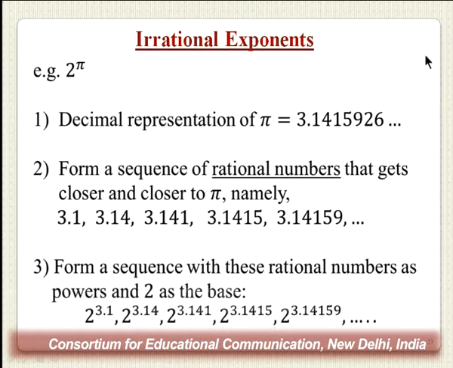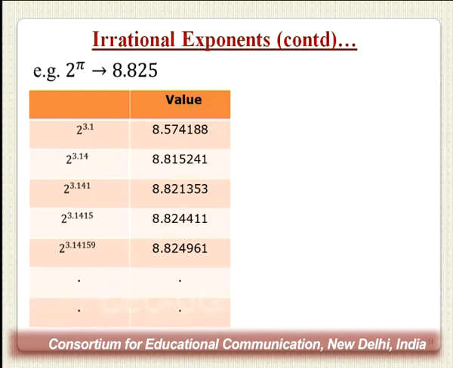Okay, so let's do it. You can bring out your calculators and see what the numbers look like, and let's see what 2 to the power pi converges to. If you look at these numbers, I have drawn this table. 2 to the power 3.1 is this number here, 8.574188. Similarly, you can do the other calculations. 2 to the power 3.14 is 8.8155241.